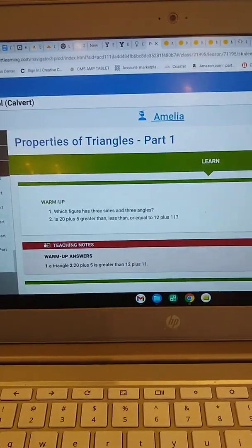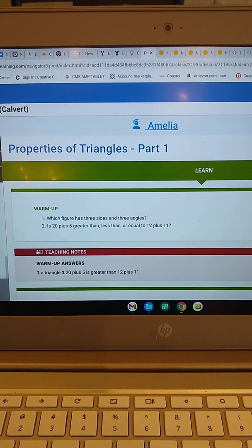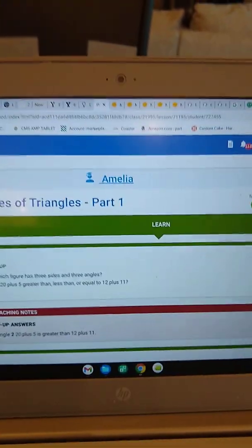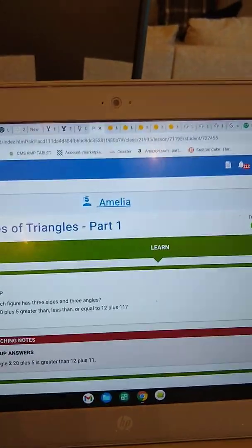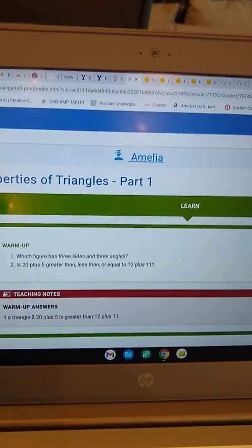Okay, Millie, let's go ahead and work through properties of triangles, part 1. I had you skip those other ones just because I want to work on things with you with the quizzes and things. So we moved way on to the next section. Okay, so properties of triangles. Which figure has 3 sides and 3 angles? Obviously, you look down here and it's a triangle.